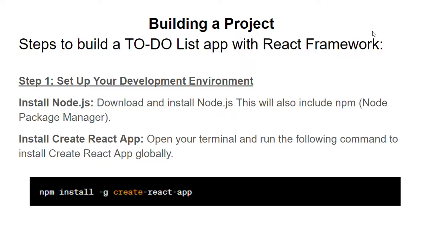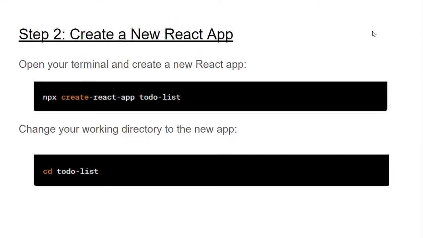Secondly, we will install Create React App. We will open our terminal and, as shown below, we will run the following command: npm install -g create-react-app, which is used to install Create React App globally.